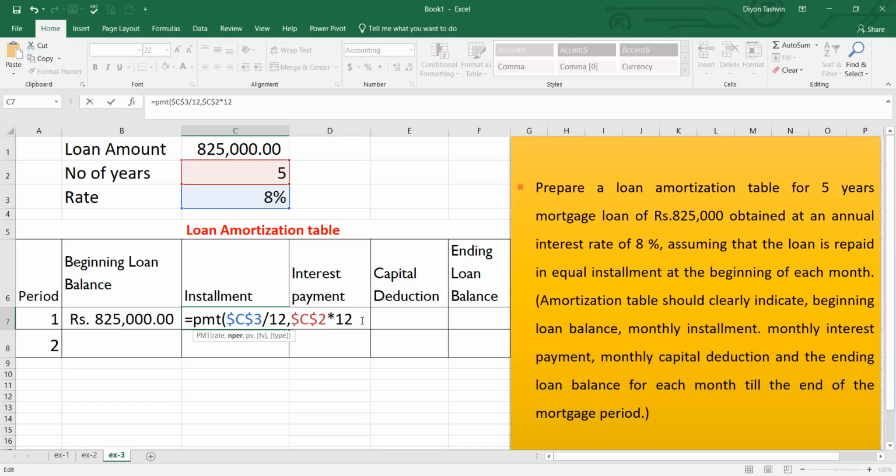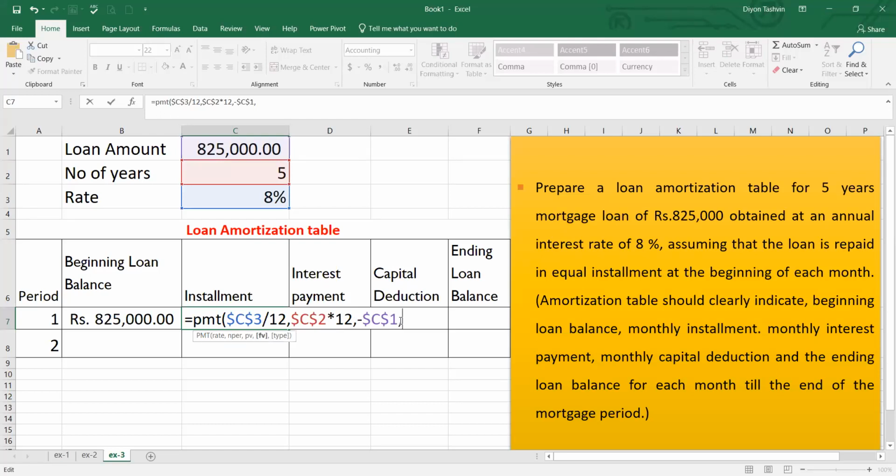Then we have to put the present value. Present value means the current value of the loan. That is 825,000. So we have to refer to the loan amount cell. Since this loan amount is fixed for the period, we have to press the F4 key to absolute, or fix, this cell. If you want to get a positive figure, you have to put a minus sign in front of this present value. Otherwise, you will get a negative value.